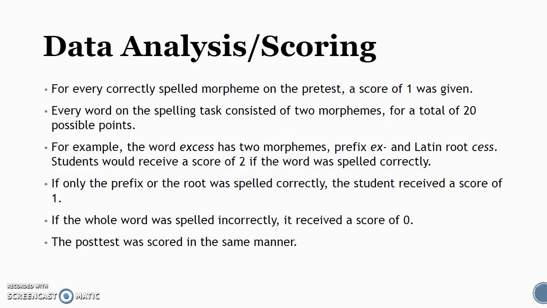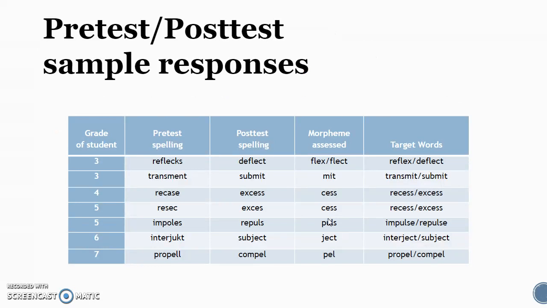For every correctly spelled morpheme on the pretest, there was a score of 1 given. Every word on the spelling test consisted of 2 morphemes, for a total of 20 points. If they got 1 morpheme correct, they got 1 point. If they got both morphemes correct, they got 2 points. And of course, if they didn't get either one of them right, the prefix or the root, they got a score of 0. And the post-test was scored in the same manner.